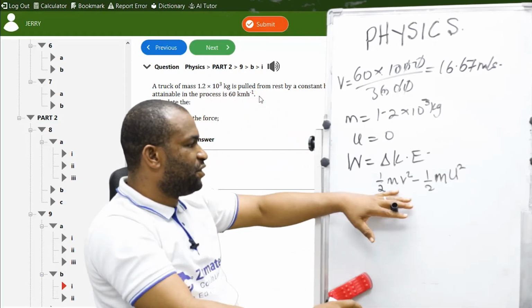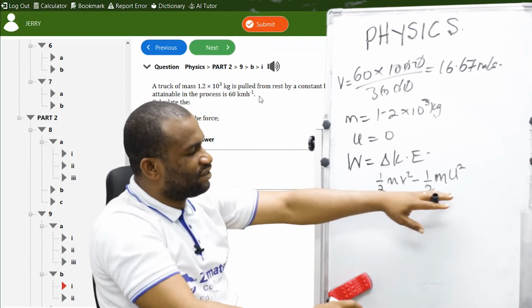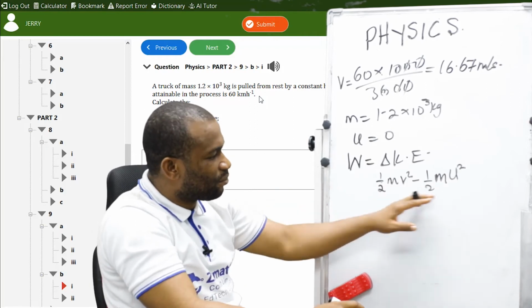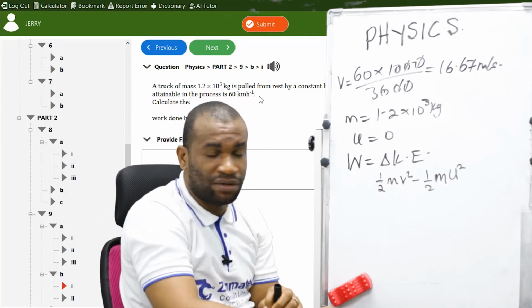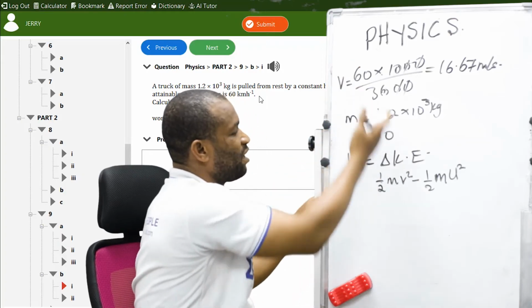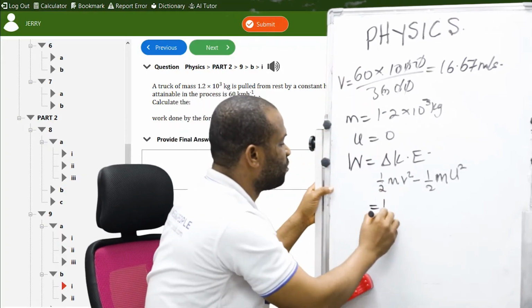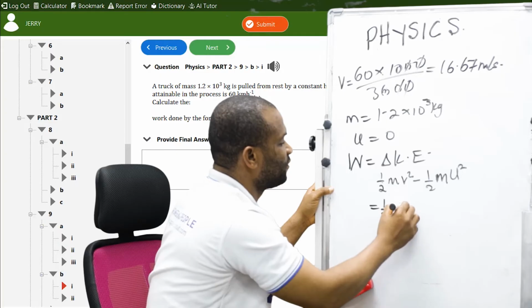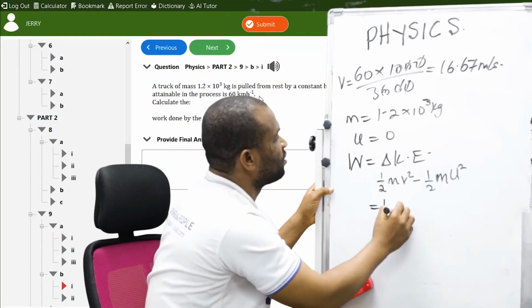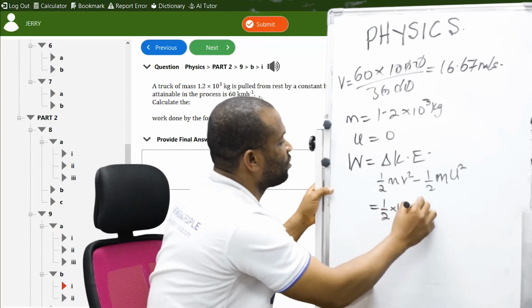Yes, because this is final kinetic energy and this is initial kinetic energy. When you subtract them, you have work. And why do I need this? I have the parameters to do that. So this is going to be 1 over 2 times 1,200, which is 1.2 times 10 raised to the power 3.